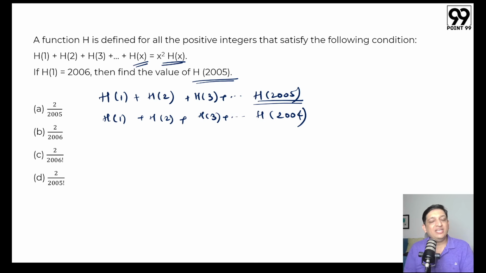Everything is dependent on h of x. So let's try to explore what happens. Now we know that h1 is going to be equal to 1 square into h of 1, which makes sense because h1 will be equal to h1. But in this particular case, I know that h1 is 2006.